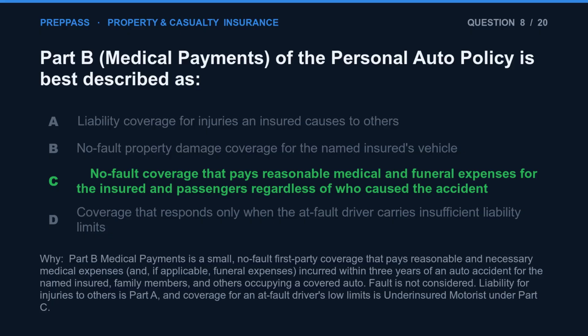The correct answer is C. Part B, medical payments, is a small, no-fault first-party coverage that pays reasonable and necessary medical expenses, and, if applicable, funeral expenses, incurred within 3 years of an auto accident for the named insured, family members, and others occupying a covered auto. Fault is not considered. Liability for injuries to others is Part A, and coverage for an at-fault driver's low limits is underinsured motorist under Part C.